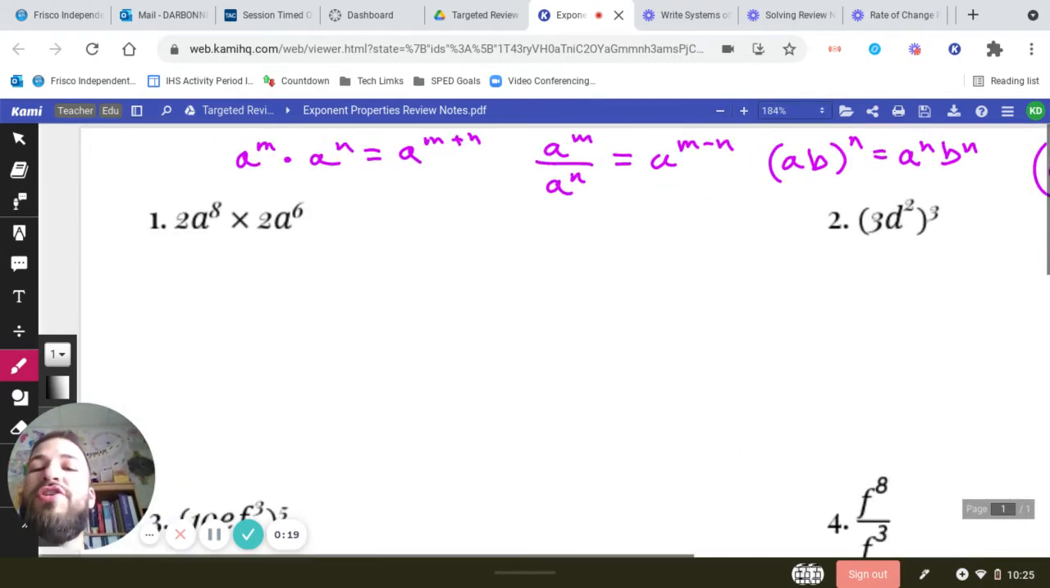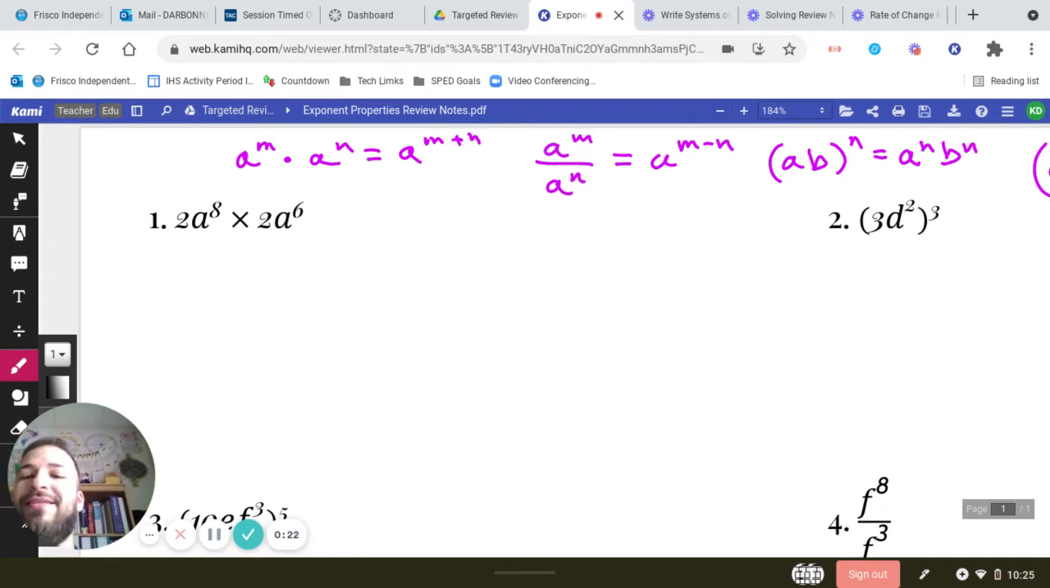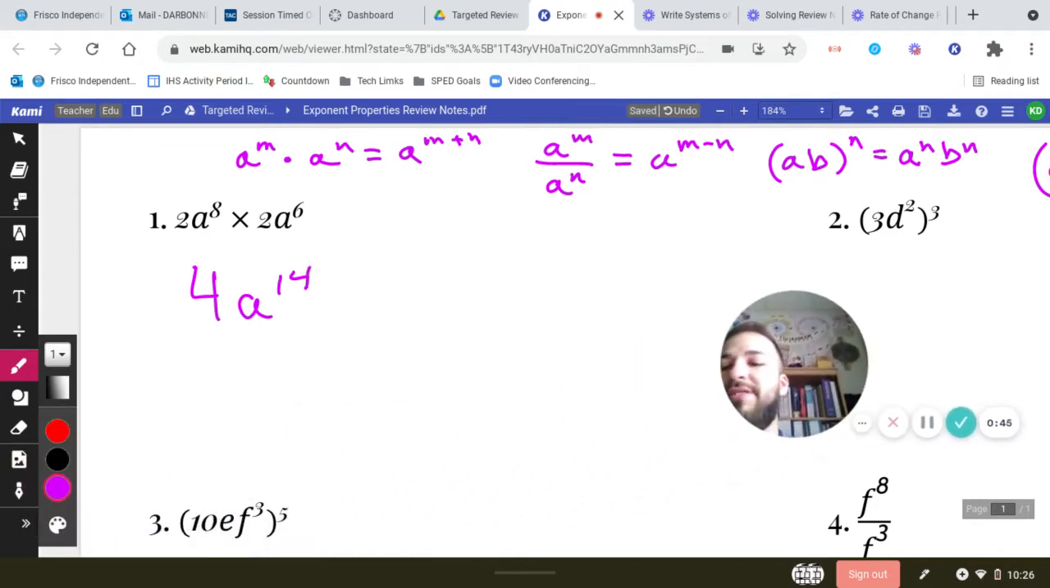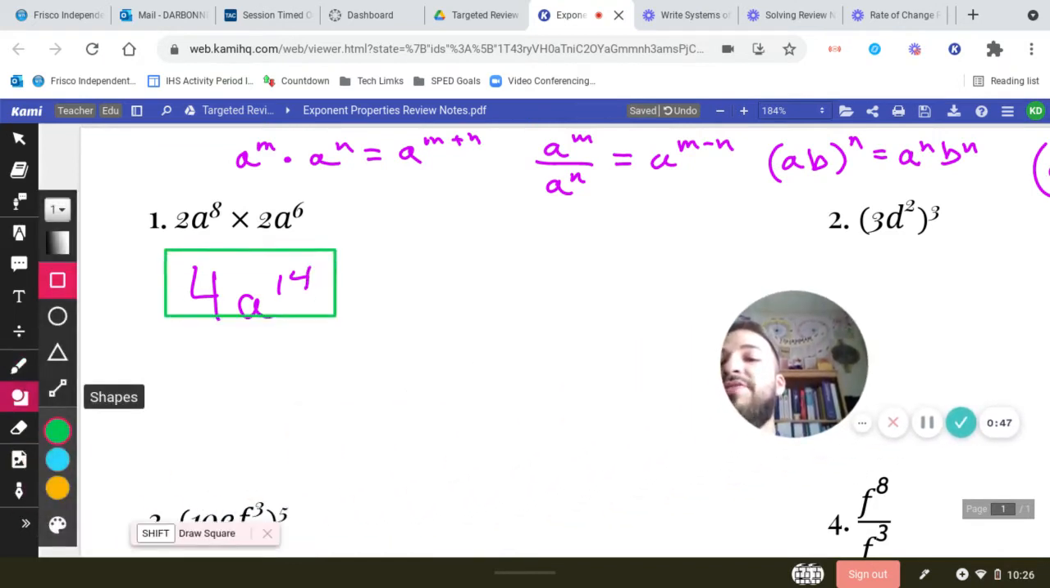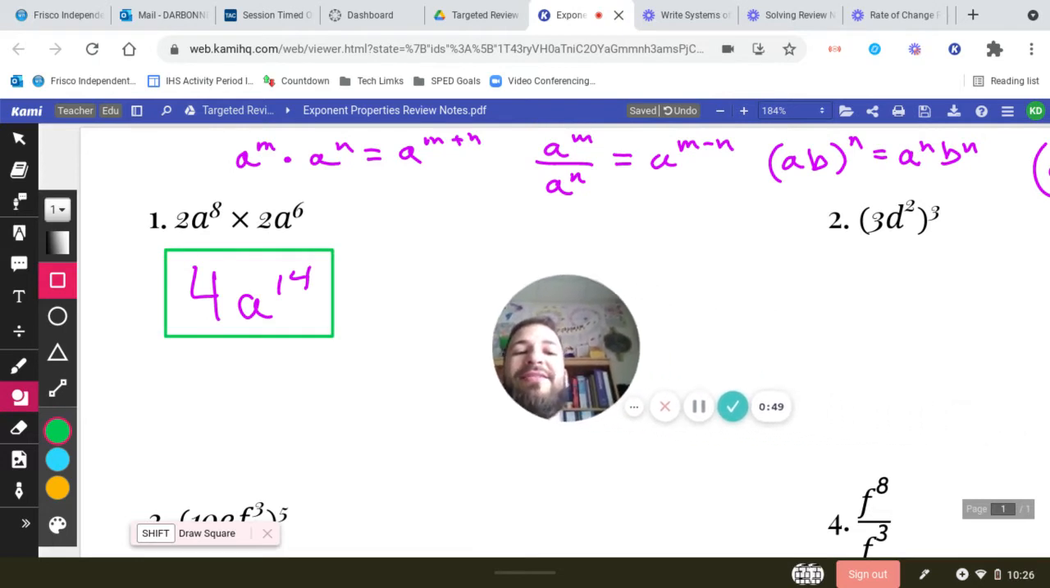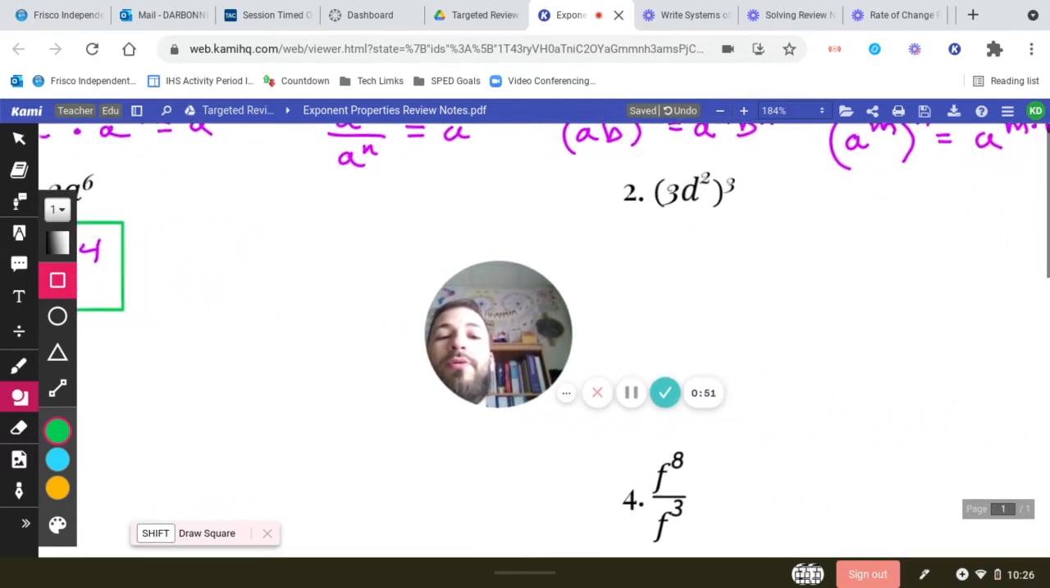So number one, we have 2a to the 8th times 2a to the 6th. So remember with exponent properties, if we have any coefficients by themselves, we just multiply them by themselves. So 2 times 2 would be 4. And then our a's, because it is multiplication, we add the exponent. So a to the 8th times a to the 6th, we do 8 plus 6, which would give us 14. And that would be our final answer in this case. So all we're doing is using our exponent properties to simplify these statements.